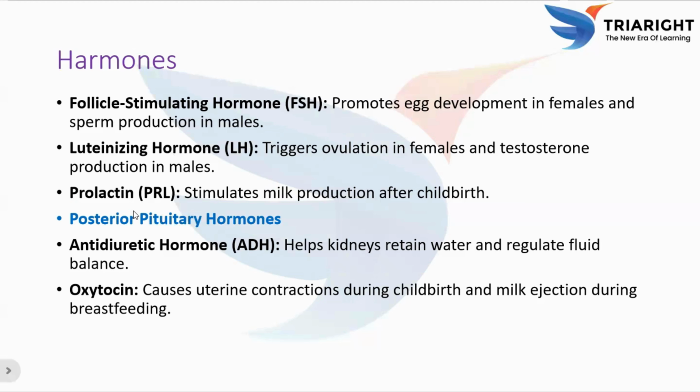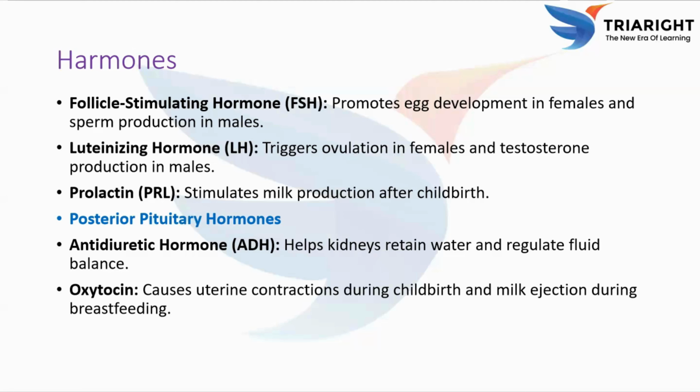The next hormone is prolactin. This prolactin hormone is only activated during pregnancy and post pregnancy, so that it helps in producing milk for feeding the baby. It stimulates the mammary glands to produce milk after childbirth.